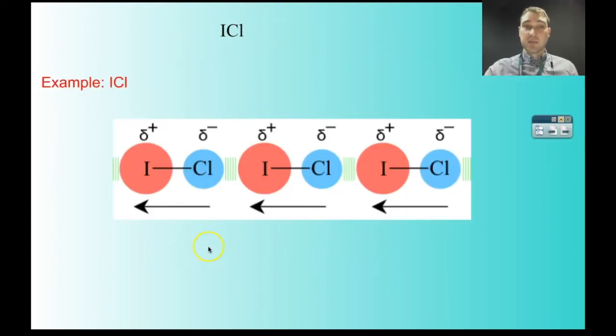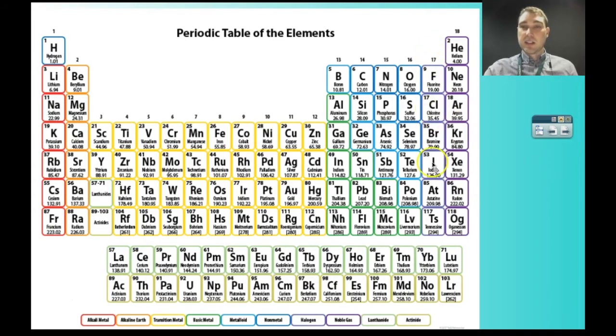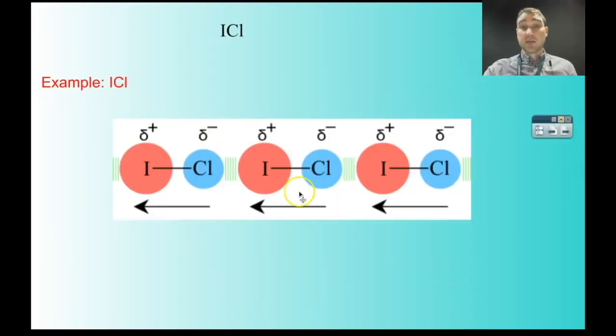Let's look at iodine chloride. For this we need to figure out which one's going to be more electronegative, and for that we need to think of our rules on the periodic table. In our periodic table we can see that iodine is down here and chlorine is up here. The rules of electronegativity are the higher you go up and the further you go to the right you are, the higher the electronegativity, if we ignore the noble gases. So that means chlorine is going to be more electronegative, and that's what we see in this picture.